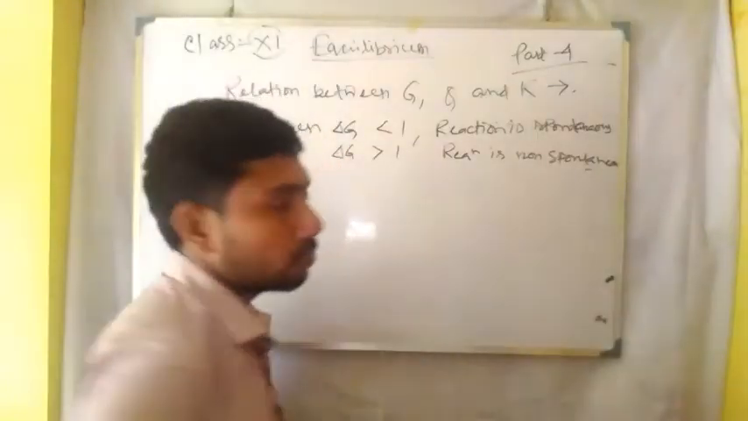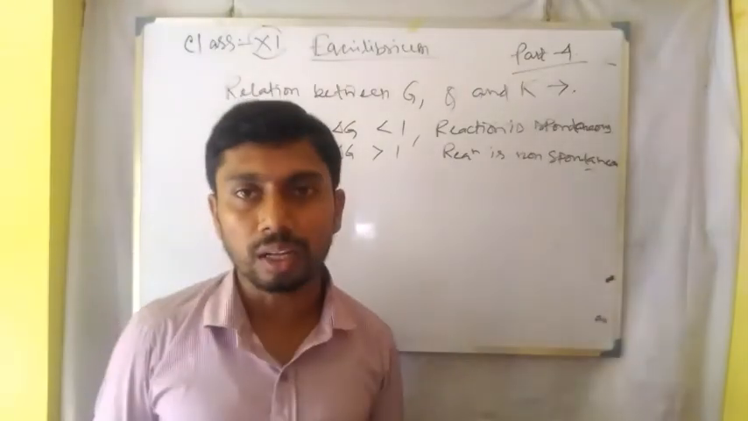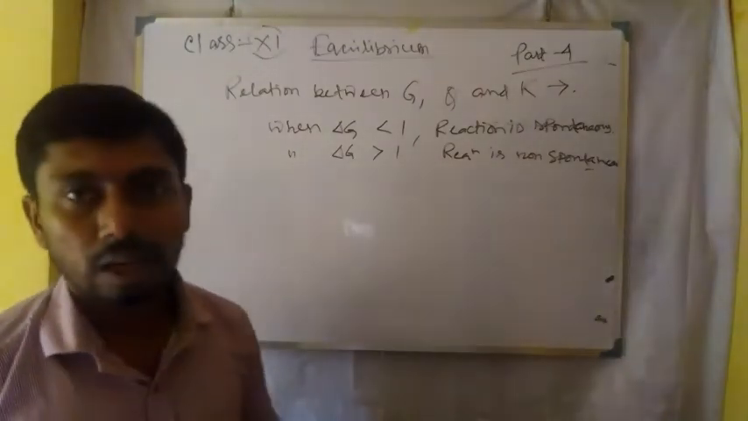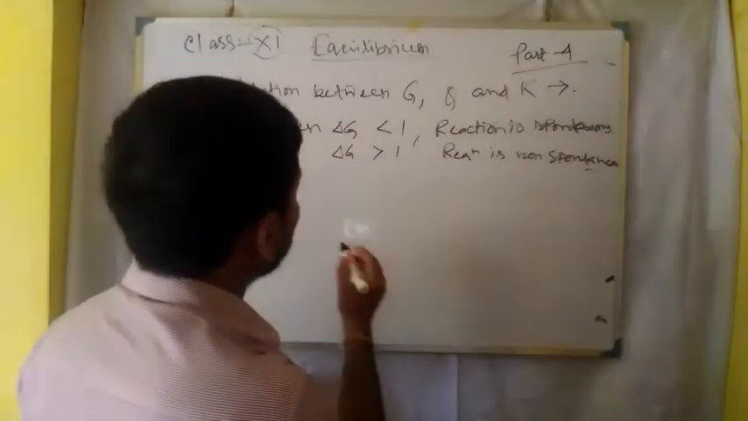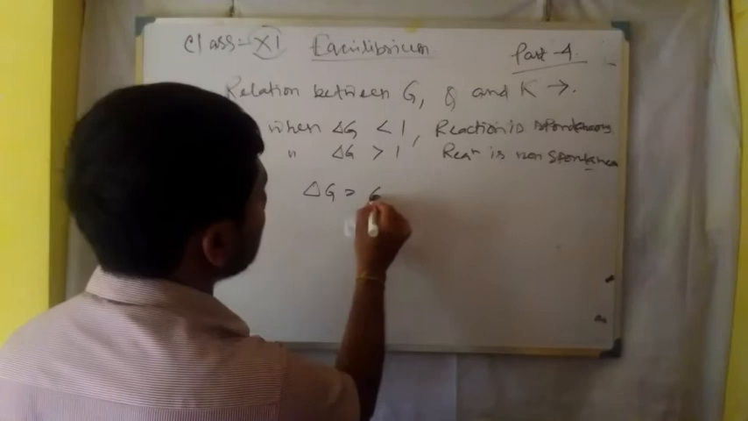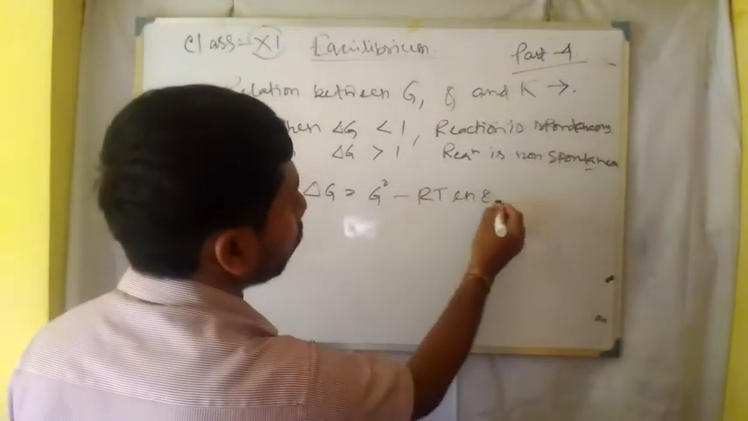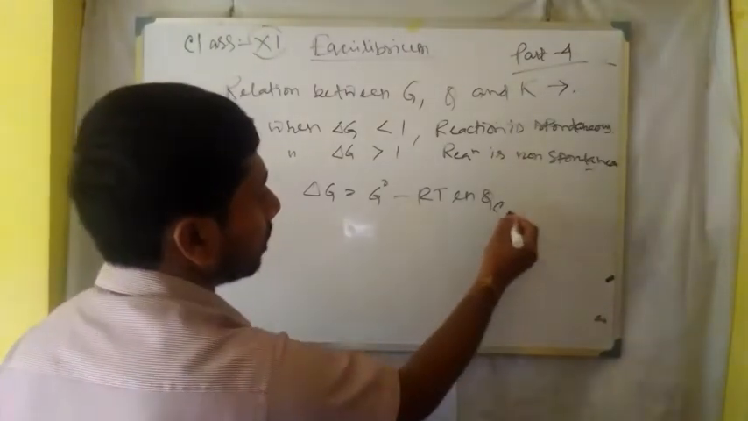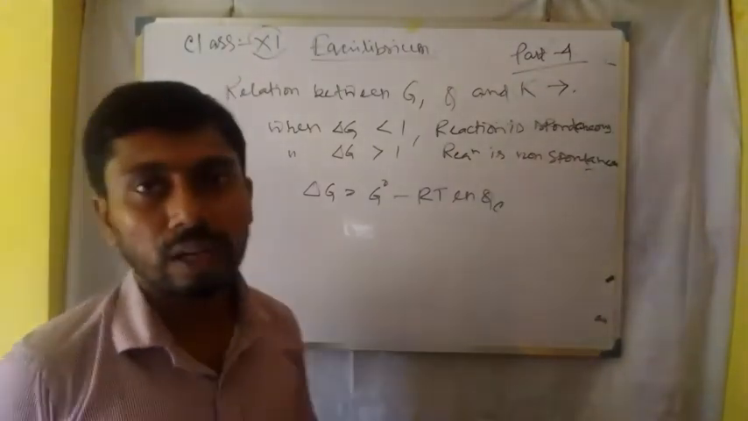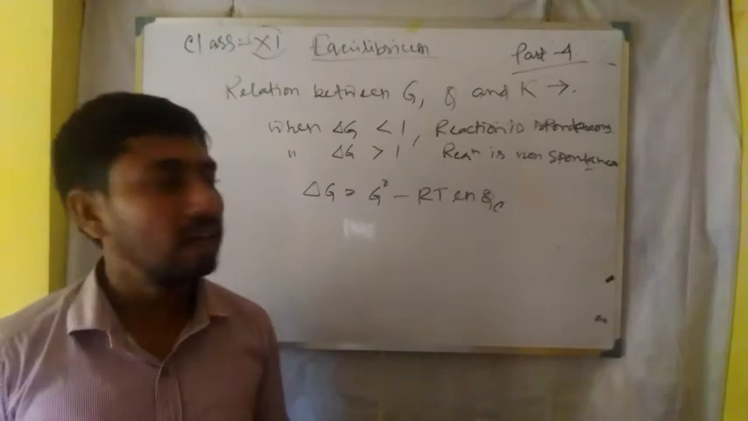We have the knowledge from thermodynamics. These two are the concepts from thermodynamics. Now the equation: del G equal to del G0 minus RT ln Q or QC. Del G equal to del G0 plus RT ln QC.